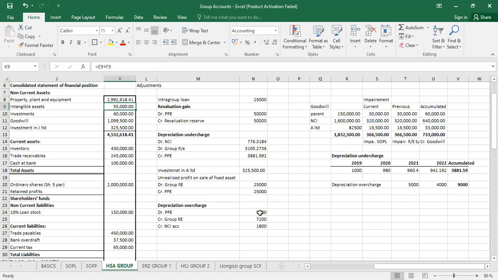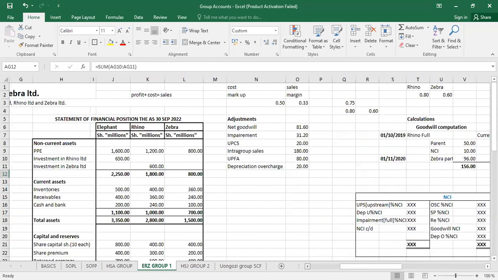Then we continue. Just in case we are required to prepare an income statement, this one will go to the current year, so it will go to cost of sales, while this one will go to retained earnings. This one will credit cost of sales to reduce them because we have overcharged. Then this one will credit retained earnings brought forward, like the one for impairment.